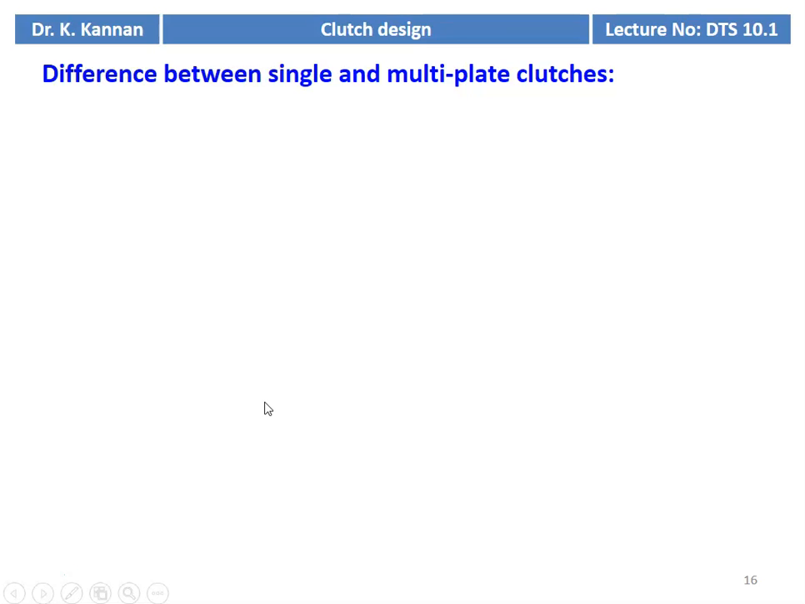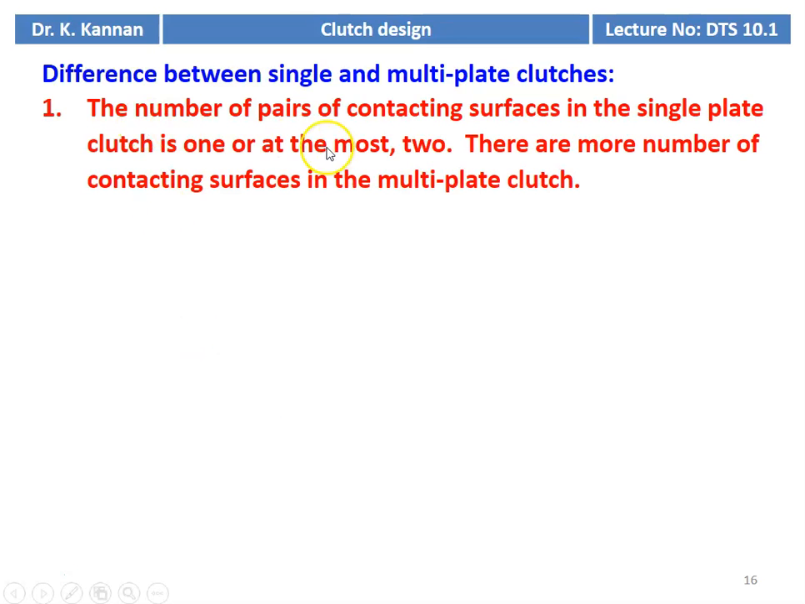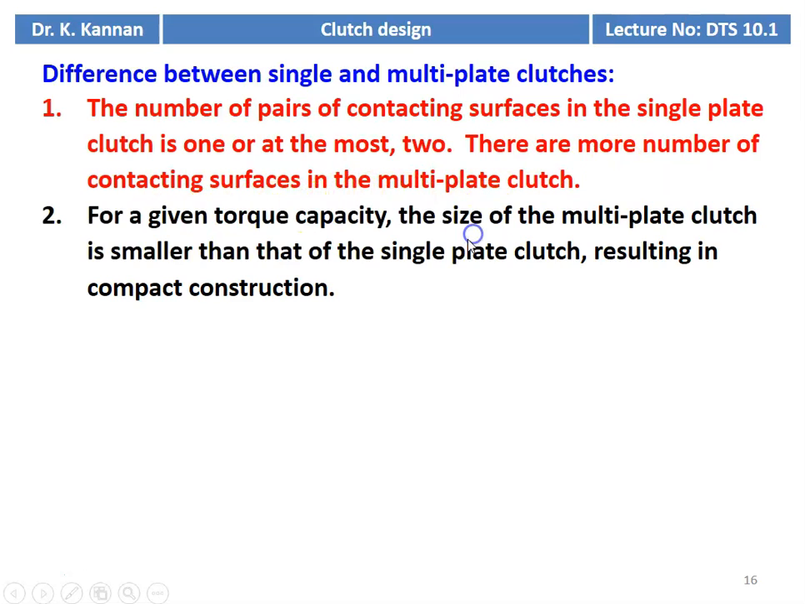Then the difference between the single plate and the multi-plate clutch. The number of pairs of contacting surfaces in the single plate clutch is 1 or at the most 2. There are more contacting surfaces in the case of the multi-plate clutch. For a given torque capacity, the size of the multi-plate clutch is smaller because the power transmission depends on the frictional surface. When you have more contacting surfaces, the total frictional area is increased in the multi-plate clutch. So the overall size of the multi-plate clutch is smaller than that of a single-plate clutch, resulting in compact construction.